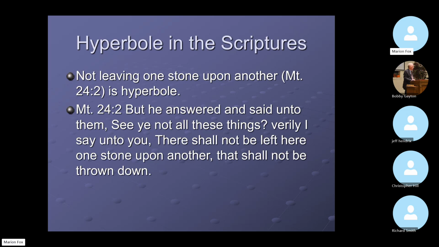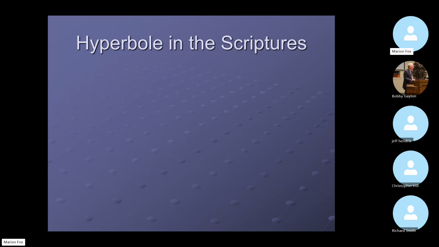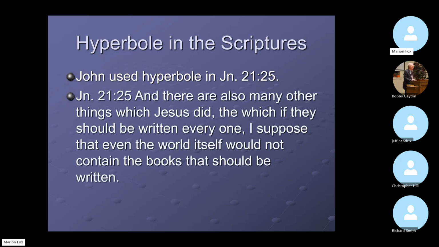That's what he says here. And that's what we find among the Roman army, who did destroy the city and the temple. The Apostle John used hyperbole in John 21:25. He said, "And there are also many other things which Jesus did, which if they should be written, every one, I suppose that even the world itself would not contain the books that should be written."